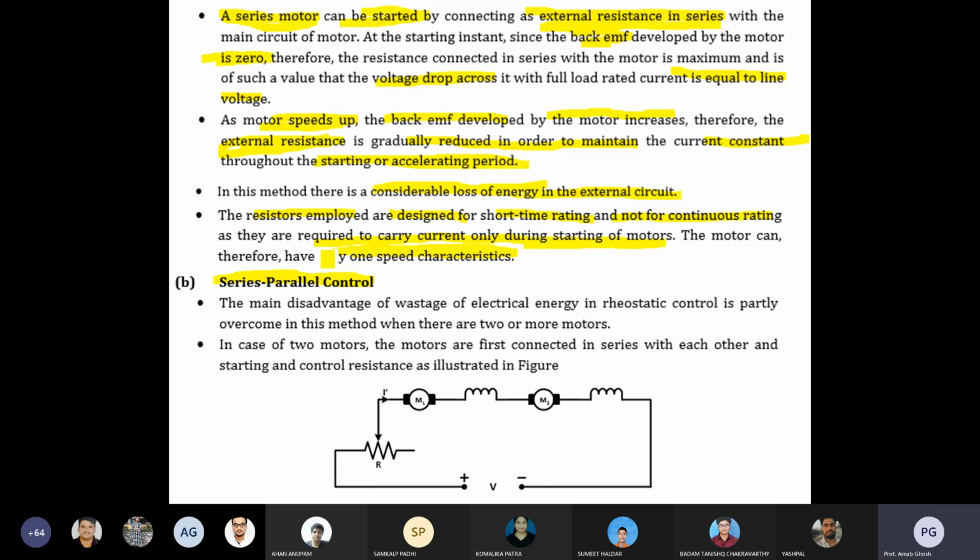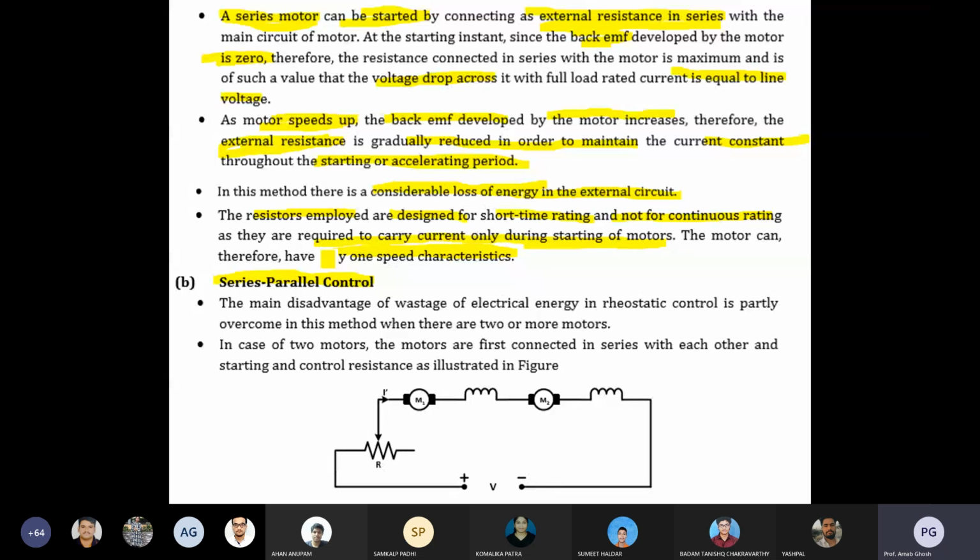So the motor has one speed characteristic, but in practice that resistance can be used for starting the motor, then speed controlling of the motor, as well as dynamic braking of the motor. So that resistance has multi-purpose uses.